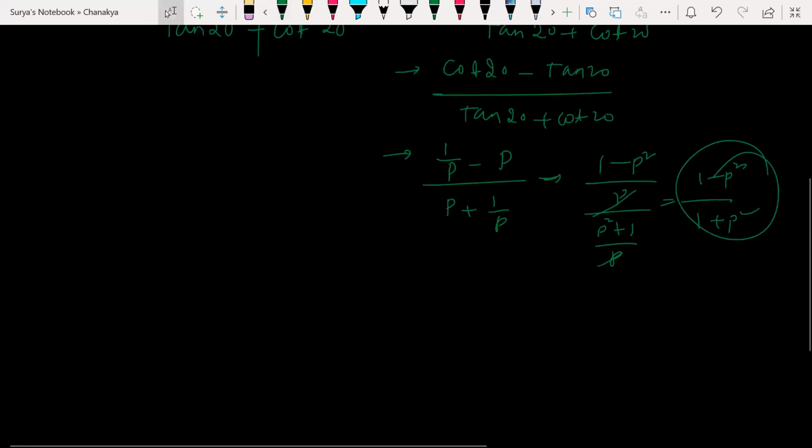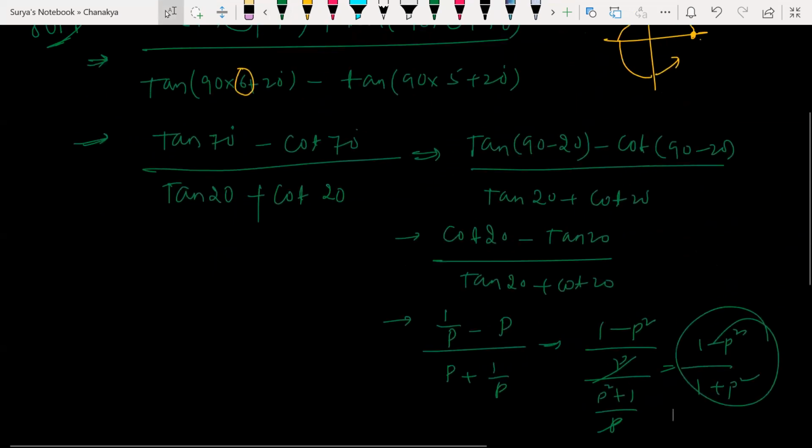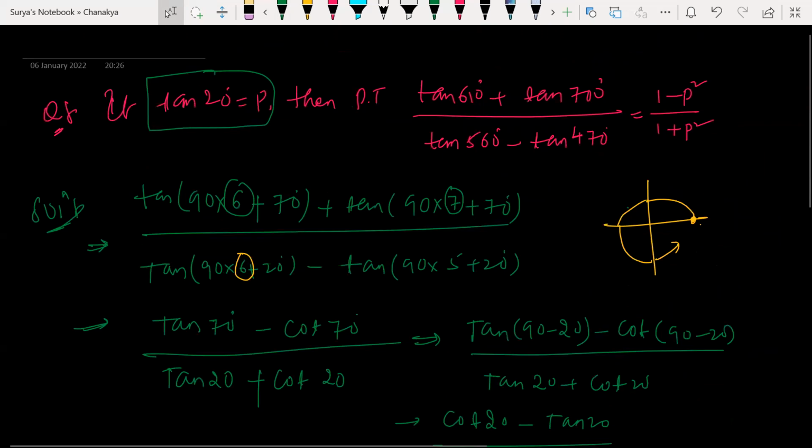Very simple. Done? Very important, beta, very important. It helps you to solve 4 marks questions for UIP. All right? Chalo.